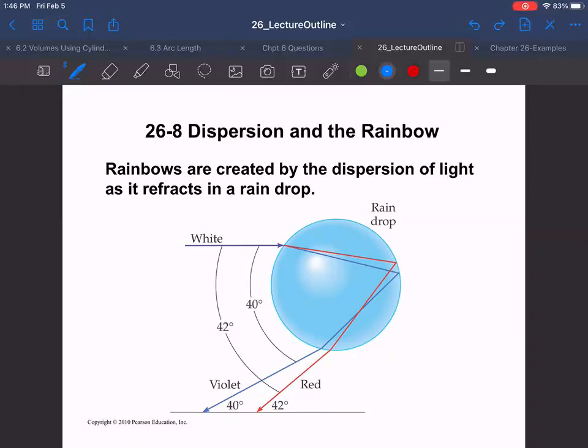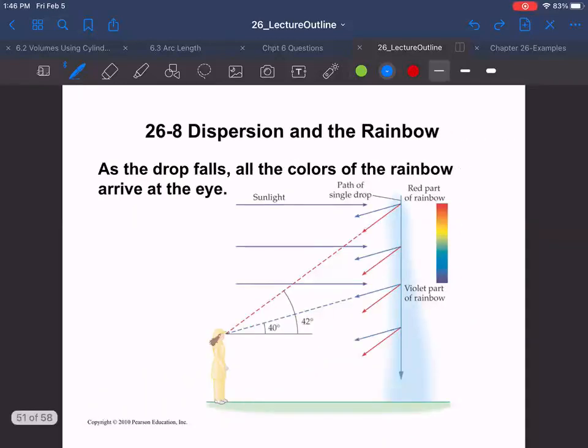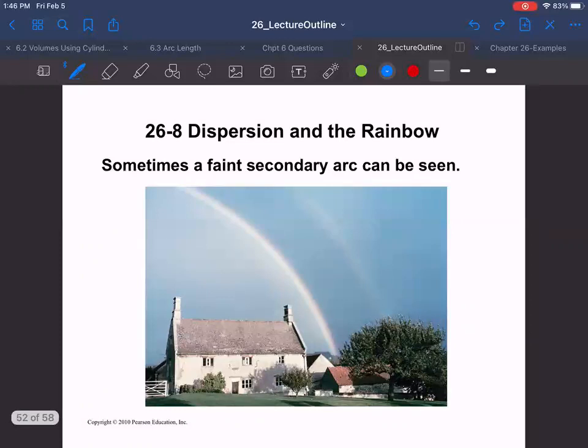Anyway, that's why you end up seeing this when there's a bunch of droplets: you see a breaking apart of the colors, and you see a rainbow. And there you go, you see one right there.